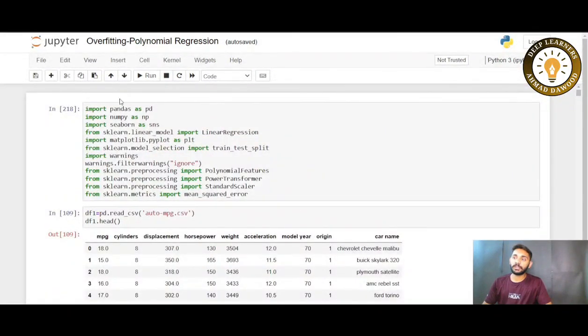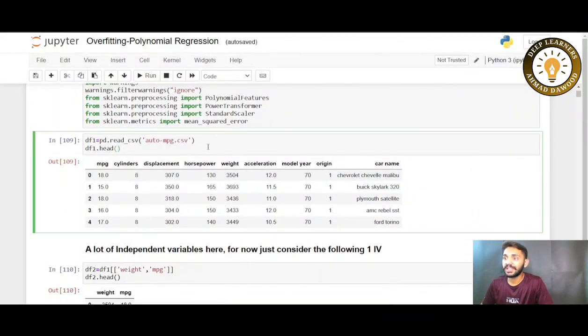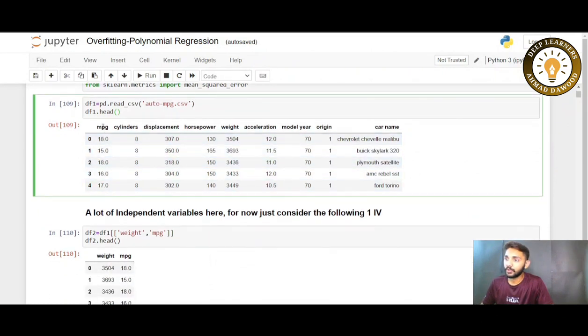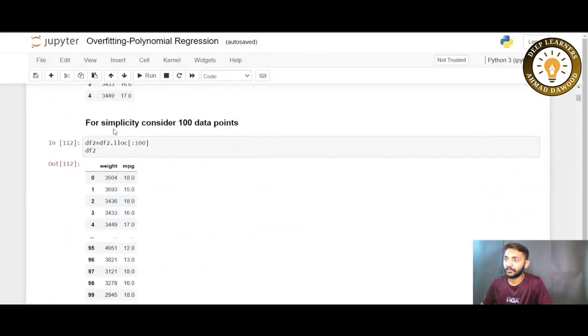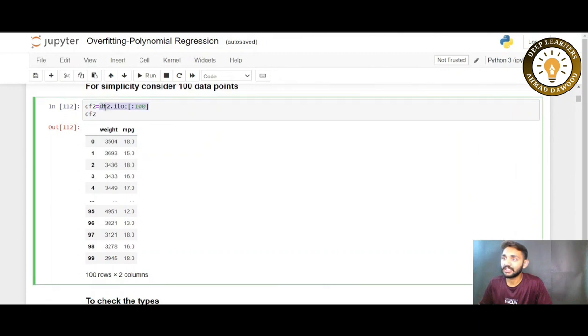Now here you can see some of the important libraries, and you already know about these libraries, which I have imported here. The original dataset I have here has multiple columns. For simplicity of explanation, I will just take two columns, miles per gallon and weight, as df2. Again, just to get the concept, I am using that data set. So I am considering just 100 points here.